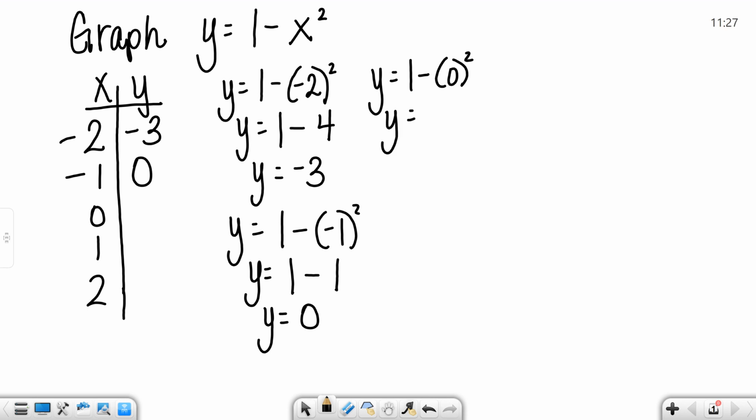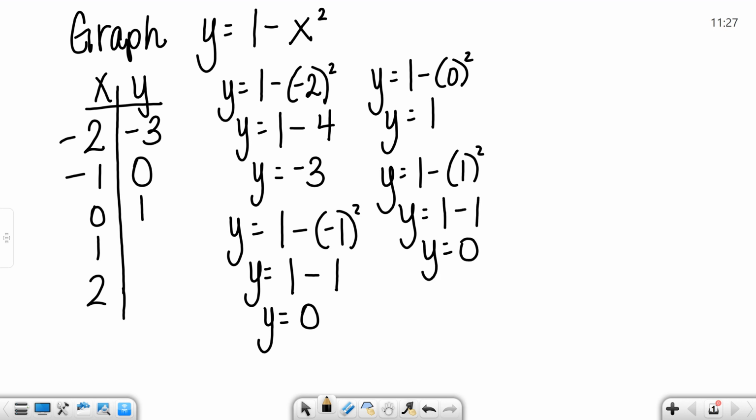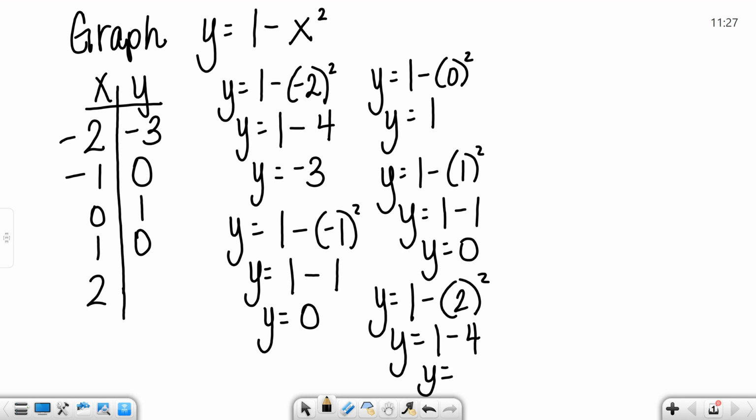0 squared is just 0, so 1 minus 0 is 1. 1 squared is 1, so 1 minus 1 is 0. And 2 squared is 4, so y is negative 3.